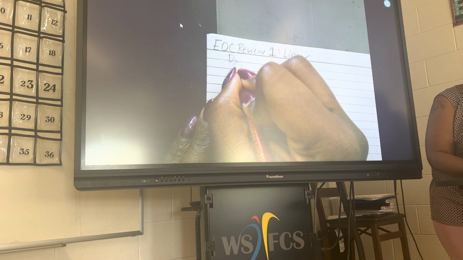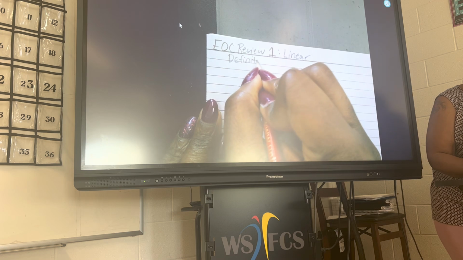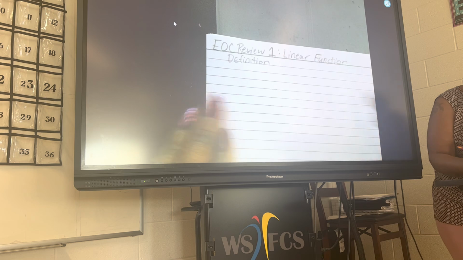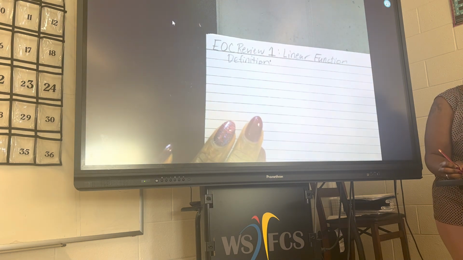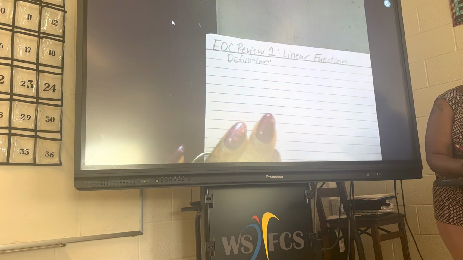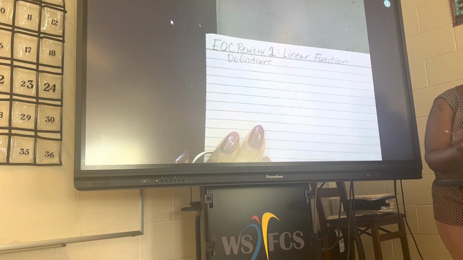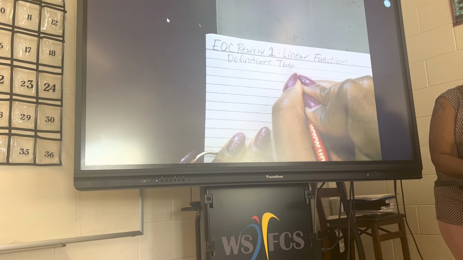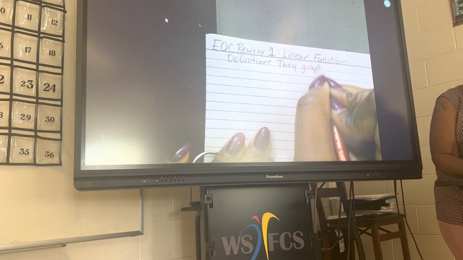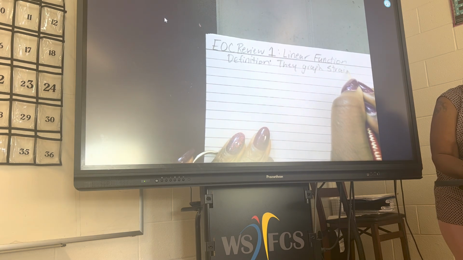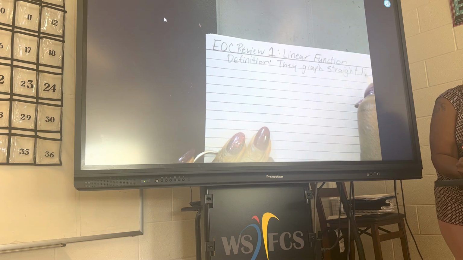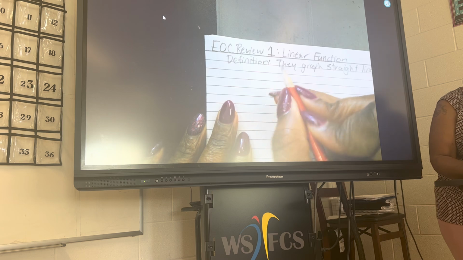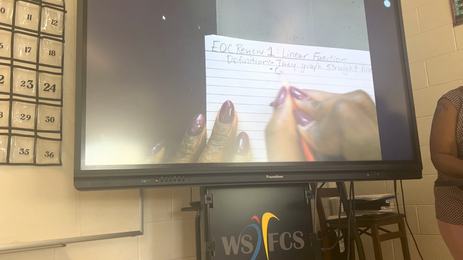So we got the definition of a linear function. A couple things you need to know about it. Linear functions graph straight lines. Not only do they graph straight lines, y'all, they have constant rates of change.